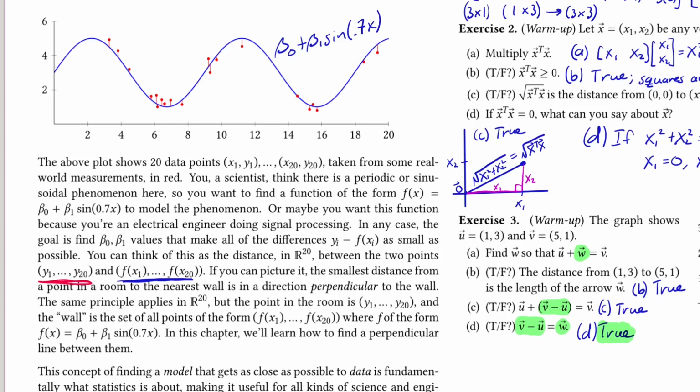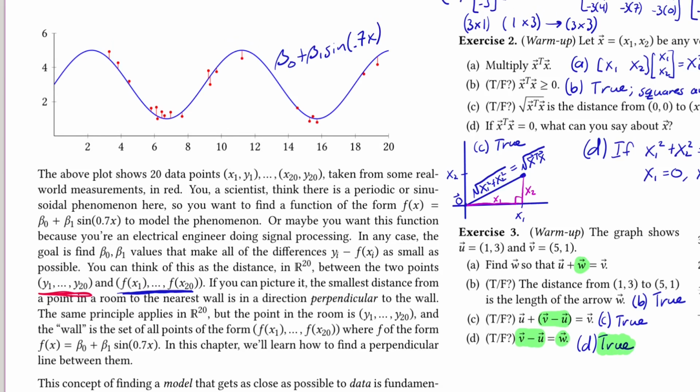So it's kind of like finding what is the point in this two-dimensional subspace of R20 that is as close as possible to this given y1 through y20 point. You can't really picture that, and maybe it doesn't really make sense now, but that's where we're going with this.